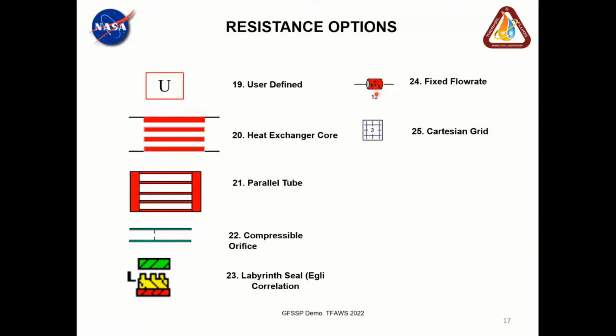You can also have a fixed flow rate option. GFSSP typically calculates the flow rate based on the pressures at the boundary nodes. But if you want to run some analysis where the flow rate is already known, and you only want to calculate the pressure drop and other heat transfer effects, you can use that fixed flow rate option also. There is also a two-dimensional capability within GFSSP, which we don't have time to discuss today. But I just wanted to let you know that you can do some two-dimensional calculations.